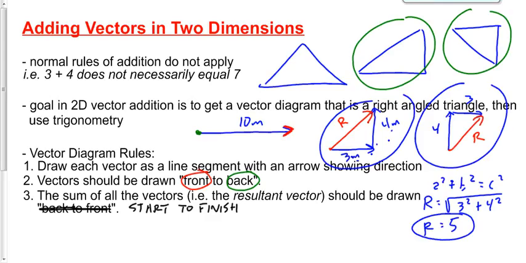So we're learning to add in a different way, and there's a reason, because sometimes things don't happen nicely in one dimension. Sometimes you're running around the track as opposed to just straight along the straightaway, right? Sometimes you switch directions. Goal: get a right angle triangle, which we've done right here. How do we get that? Draw vectors, line segments with arrows on the end of them, then draw a vector diagram with the vectors drawn front to back. And then our resultant vector, R, that we're looking for, is drawn from start to finish.